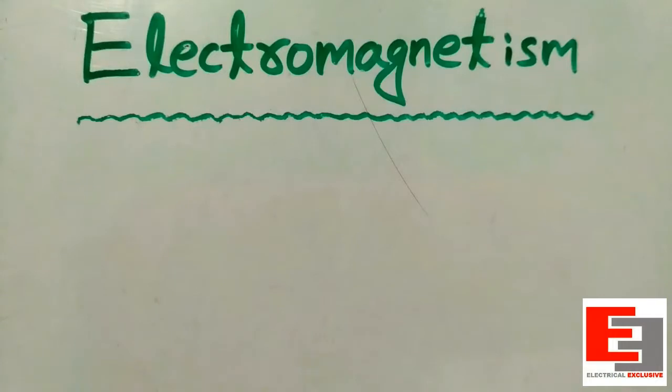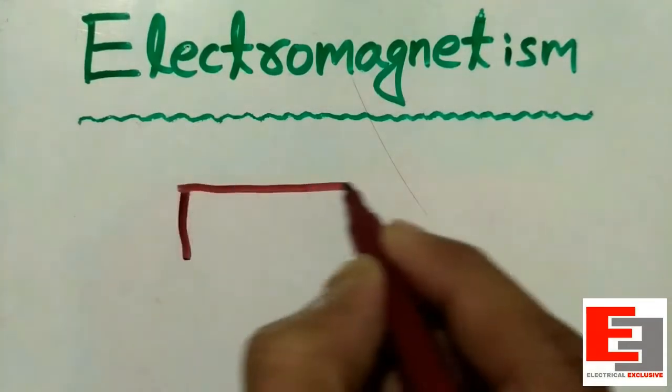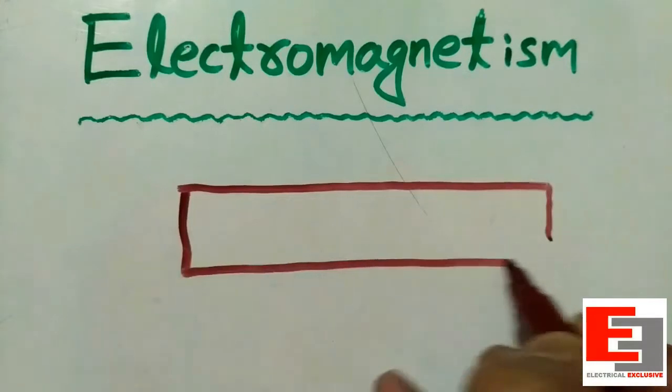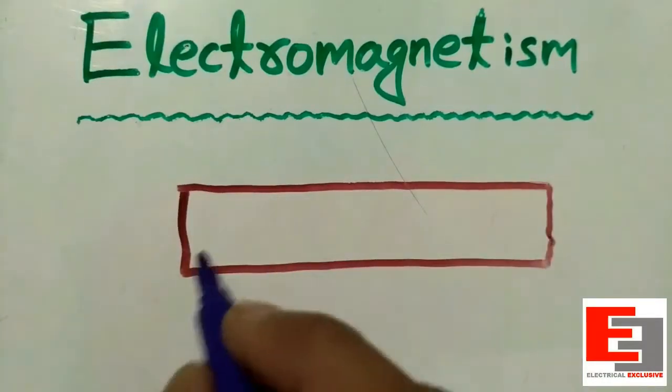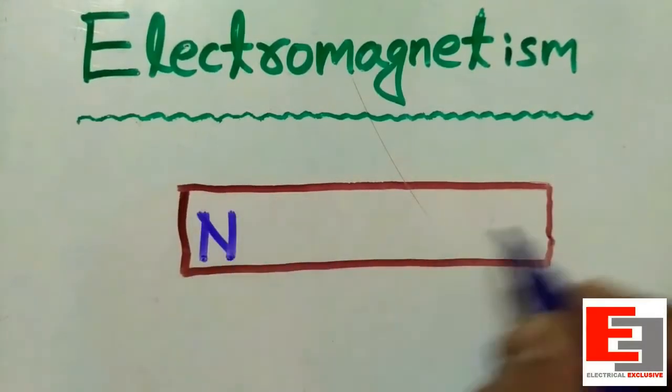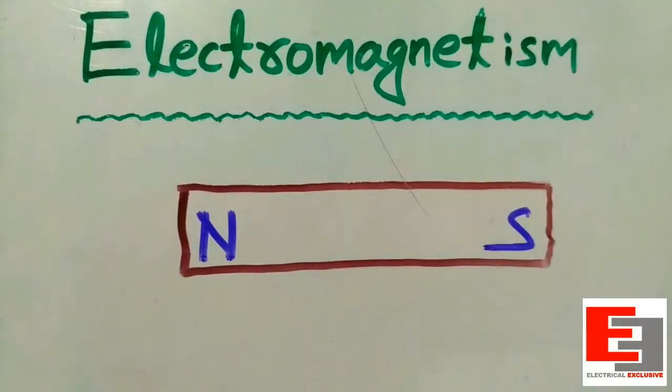In this class we shall explore a new topic, electromagnetism. We know a magnet has two poles. Suppose this is a bar magnet and the two poles are named as North Pole and South Pole. And remember, we can't separate these two poles.